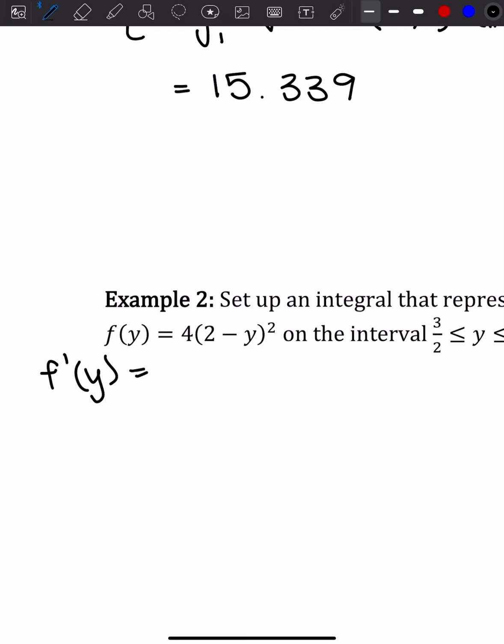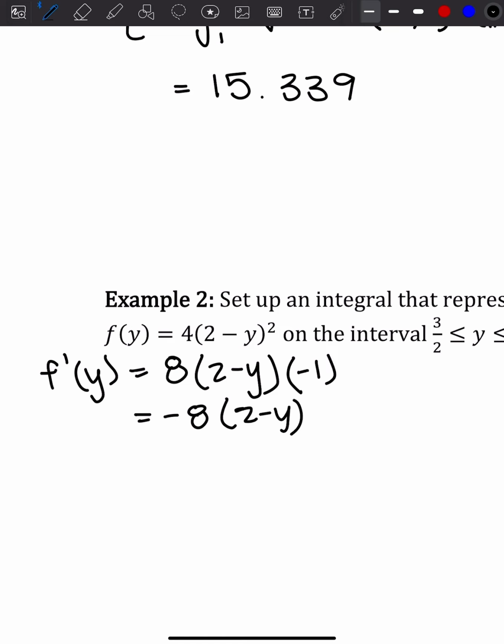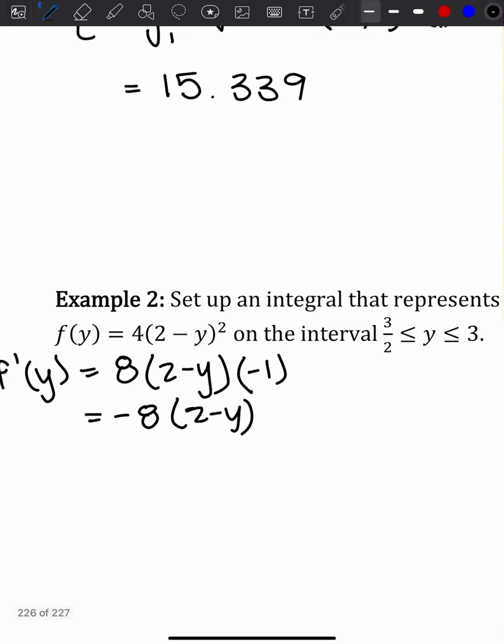So the first thing we have here is an inside function and an outside function, so we have chain rule. We do the outside function, that's squared, times 2. So we have 4 times 2, which is 8. Keep the inside the same. Take 1 away from the exponent, and then multiply by the derivative of the inside. Derivative of 2 goes away. Derivative of minus 1y is minus 1. So I know that this is negative 8 times 2 minus y. I could also multiply this out, so it is negative 16 plus 8y instead, but it doesn't matter.